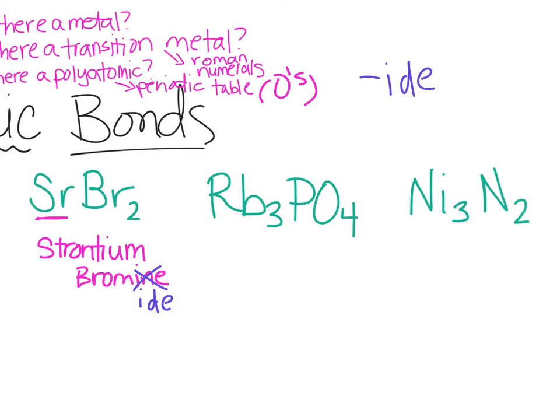All right, so moving on to the next one. We have Rb3PO4. So, is there a metal? Is it ionic? Yes. Who's the metal in there? Rubidium. Okay, so we have Rb. All right, is it a transition metal?